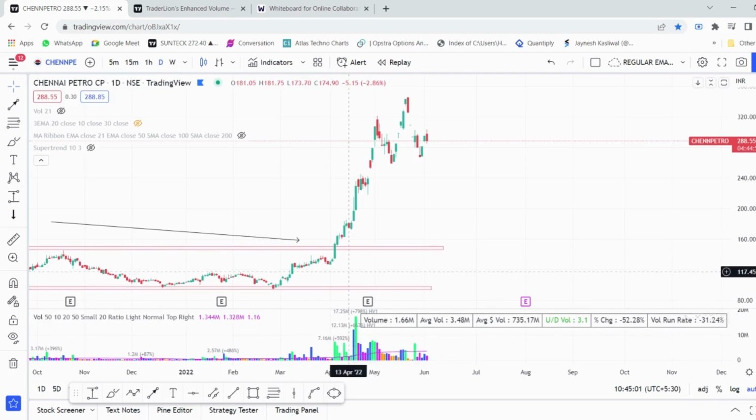Down volume days basically means whenever the price has fallen, what is the volume on that day. Now the blue bar is an up volume day. That is, whenever the price has risen, that will be represented in the blue bar. The pink bar will be represented as a down volume day whenever the price is falling.